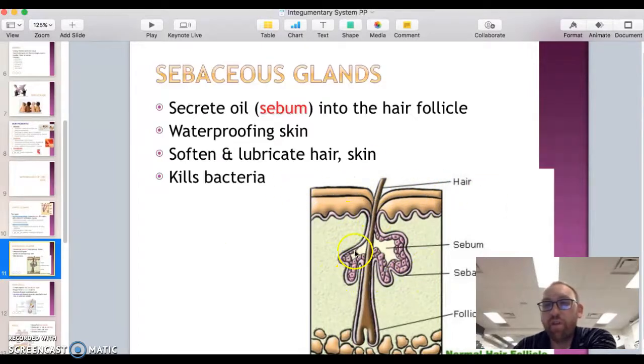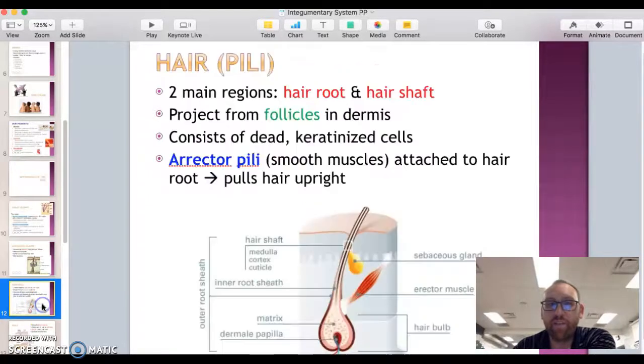This also, though, is what can lead to pimples. Either those sweat glands or these hair follicles can get blocked right here, and bacteria or other kinds of things get caught up in them, and then that's what can lead to pimples and stuff like that. So objective 6, name and describe the function of the different appendages. So that's what we're going through.